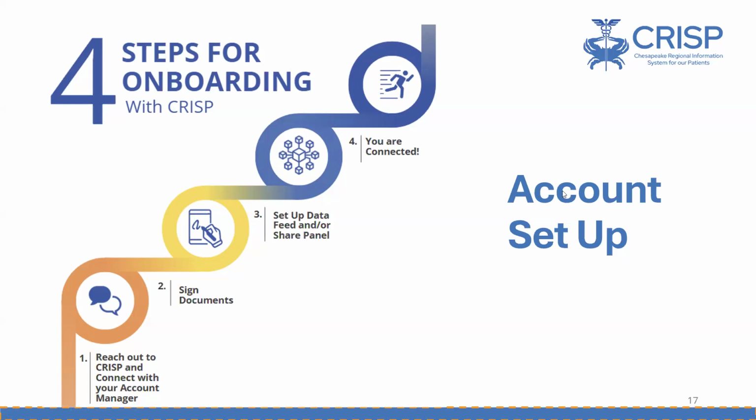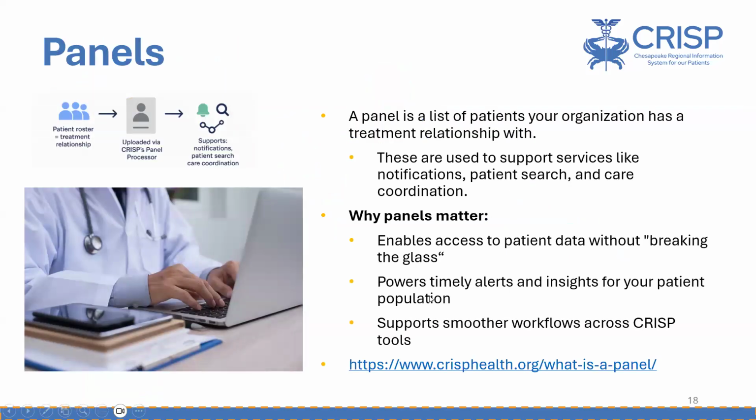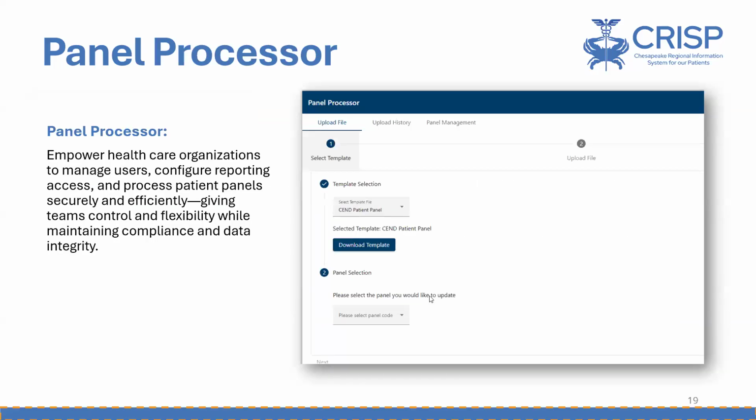A patient panel is a list of your patients that you see, or your patient roster. These things are used to support care coordination tools, patient search, and notifications that we might send you about your patients. It allows for a seamless transition to CRISP, and it is central to how we operate. When knowing who your patients are, we can make our tools available to you more quickly.